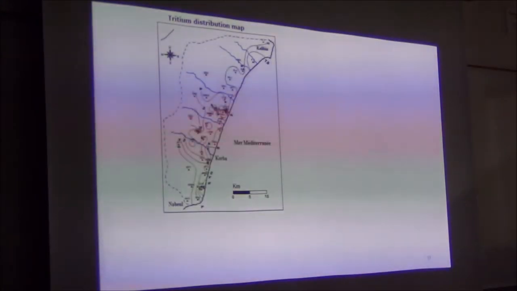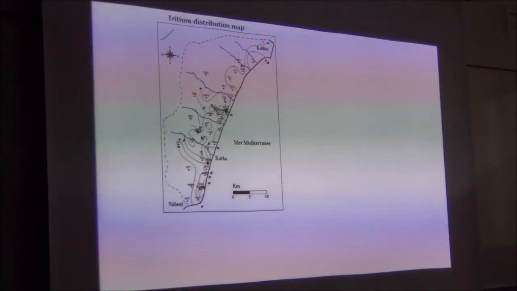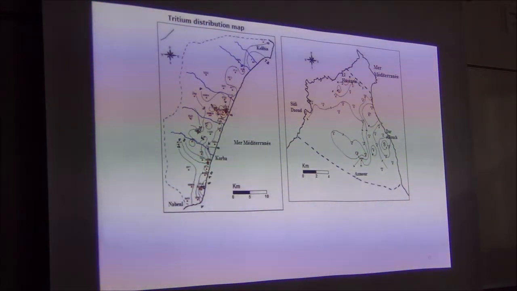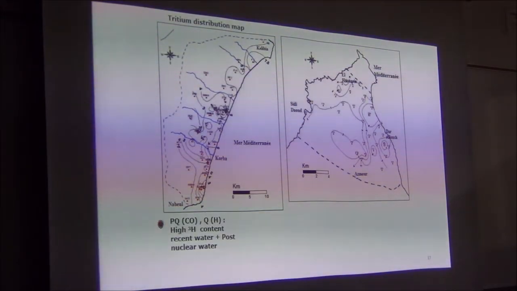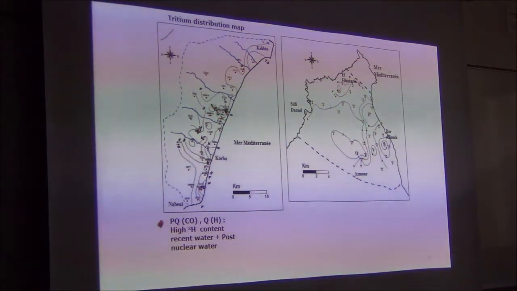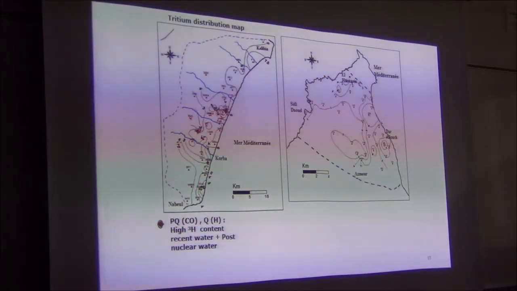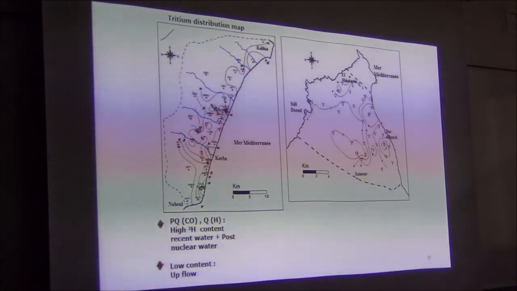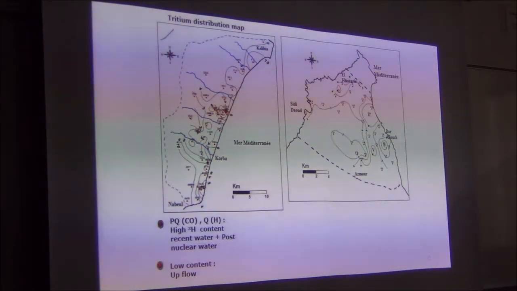from the old water. The map of the distribution of tritium in the east coast aquifer and the El Hawariya aquifer, located in the region of Cap Bon in the eastern part of Tunisia, shows that in the shallow aquifer, the Quaternary aquifer, we have a high content of tritium indicating recent water and post-nuclear water. We also observed a low content of tritium in some places. That means the aquifer is recharged by upflow from the deep aquifer.